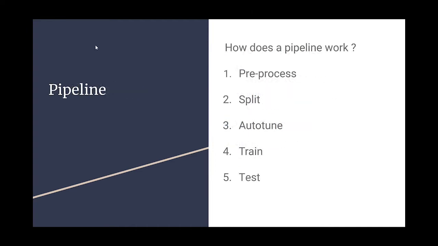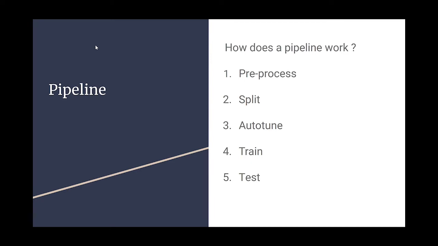But how does a pipeline actually work? So a pipeline generally works like this. There is the pre-process phase. The raw data is pre-processed. In our case, the tweets are vectorized using either TF-Hub or TF-IDF algorithms. Then there is the split phase. Generally, the data is split into train, test, and validation sets. But in our case, the split is already done, so we can skip this step. Moving on to the auto-tune phase, the pipeline will find the parameters that return the best results using a given model.